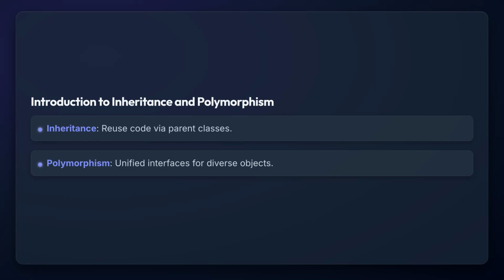Welcome. Today we are diving into the heart of object-oriented programming. We'll learn how to use inheritance to create hierarchies that minimize repetitive code and polymorphism to write flexible functions that treat different objects as if they share the same base structure.